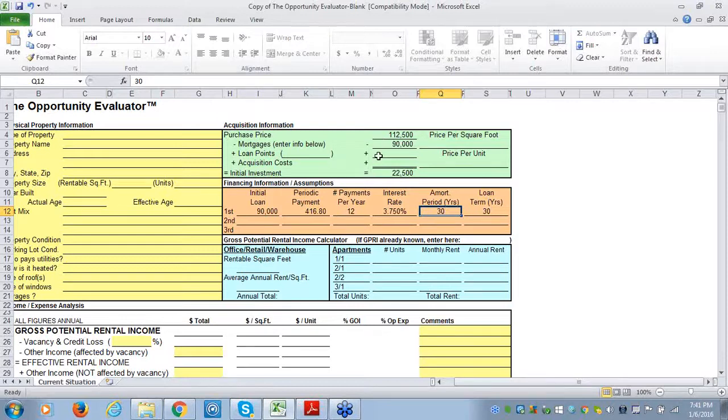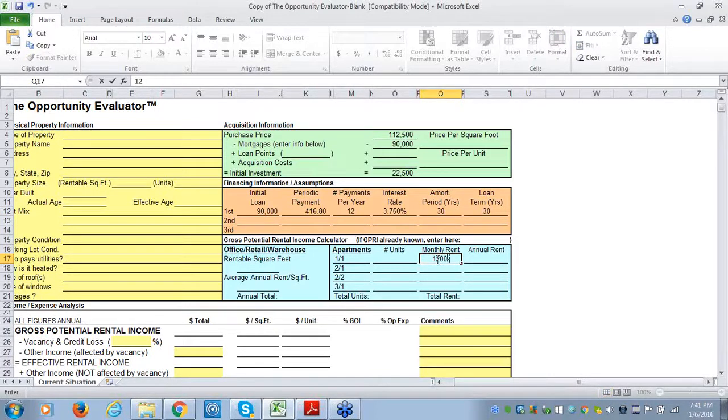Okay, and let's just avoid points and other acquisition costs for the moment, just so we can get through the example. So now we've got our purchase price and our mortgage information. Now we have rents. So Ray, this is a single unit. Is this what you're looking at, if I recall? Yes, it's a single unit.